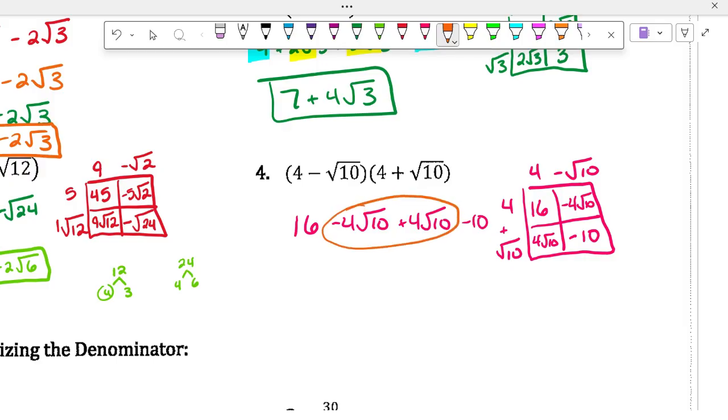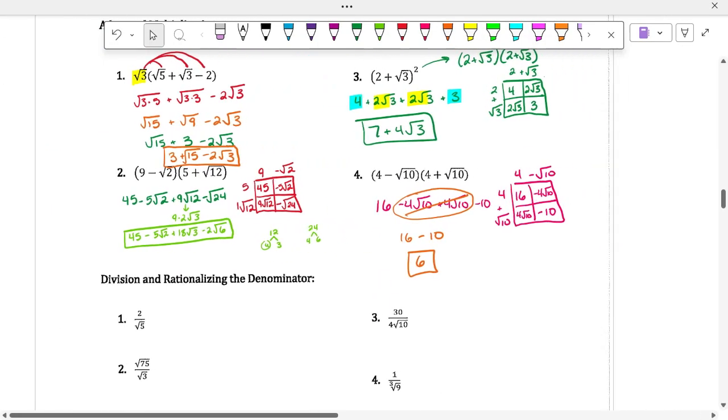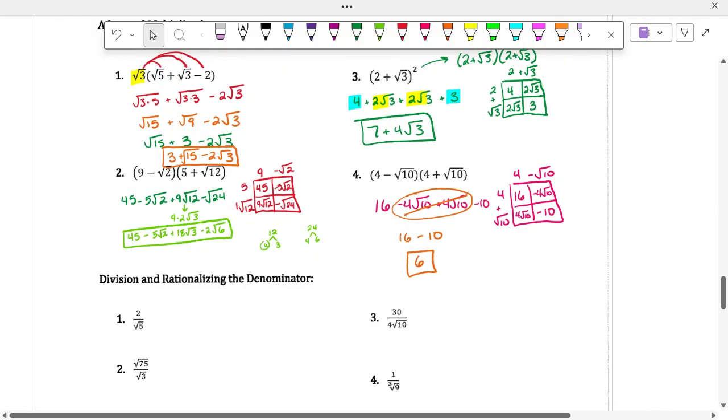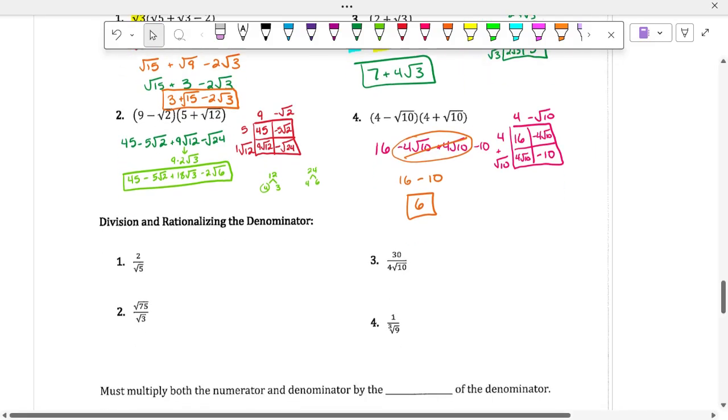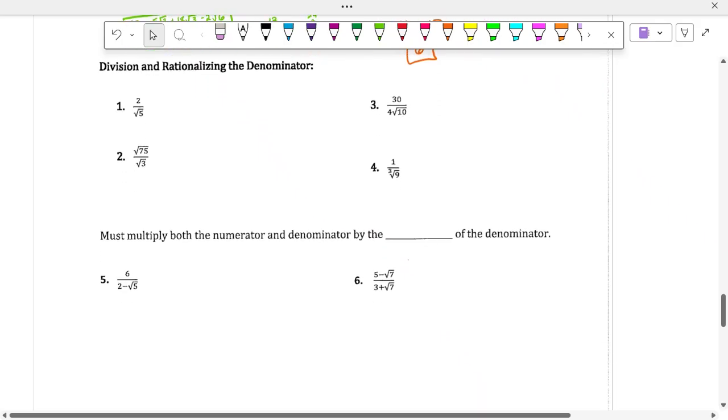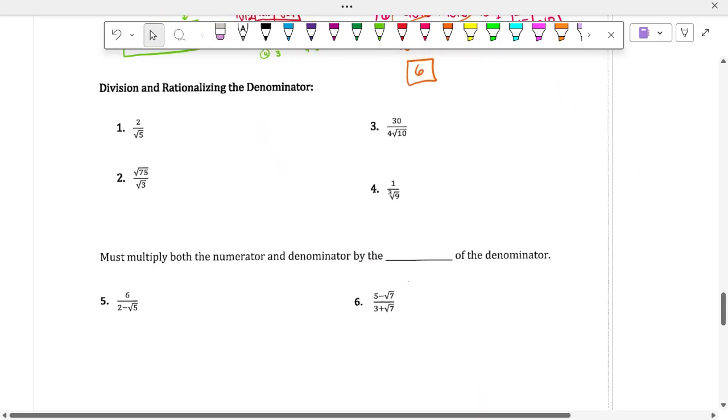They cancel out because this would be 0 square root 10, which anything times 0 is 0, so that goes away. So I'm left with 16 minus 10, which is what? 6. Any questions on that advanced multiplication? So it's honestly not hard, it's just box method. All right, last thing, and then we're done.